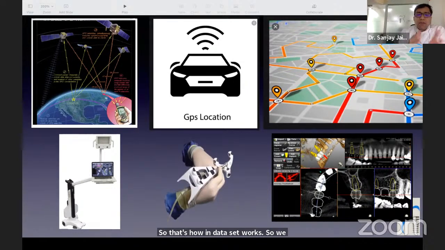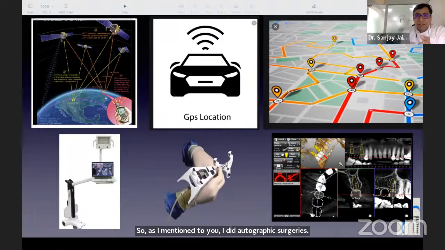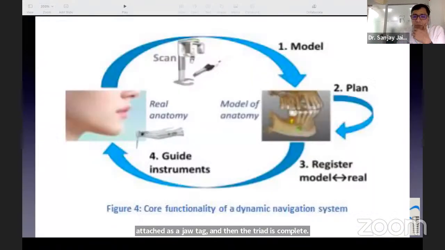So we have these black and white checkerboard markers. These are special armamentarium which can be attached to any handpiece. As I mentioned to you, I did orthognathic surgeries, periapical surgeries, endodontic cases, implant cases. All I need is these black and white checkerboard markers attached to your handpiece. And then another black and white checkerboard marker is attached as a jaw tag. And then the triad is complete. I'll show you in the coming slides so then you have a clear idea.